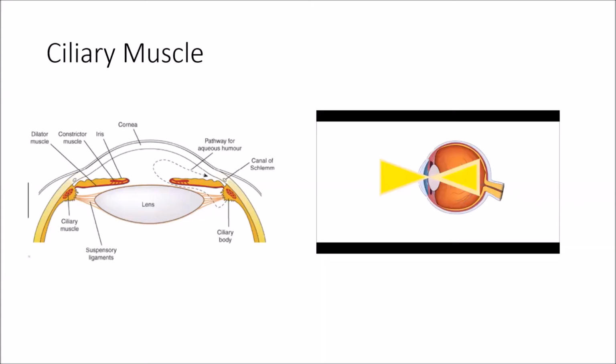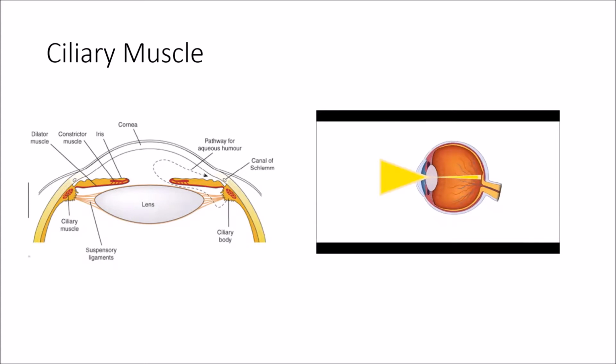All right, next we're going to talk about the ciliary muscle. Okay, so the ciliary muscle basically helps to control the shape of the lens. Remember earlier in our video, we said that the lens helps to control light as that light enters the eye. That's what this video basically shows. It shows the lens controlling the light.